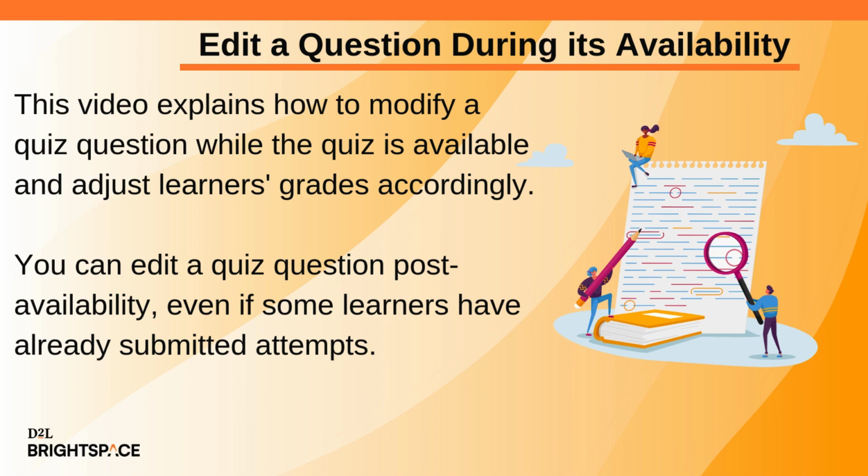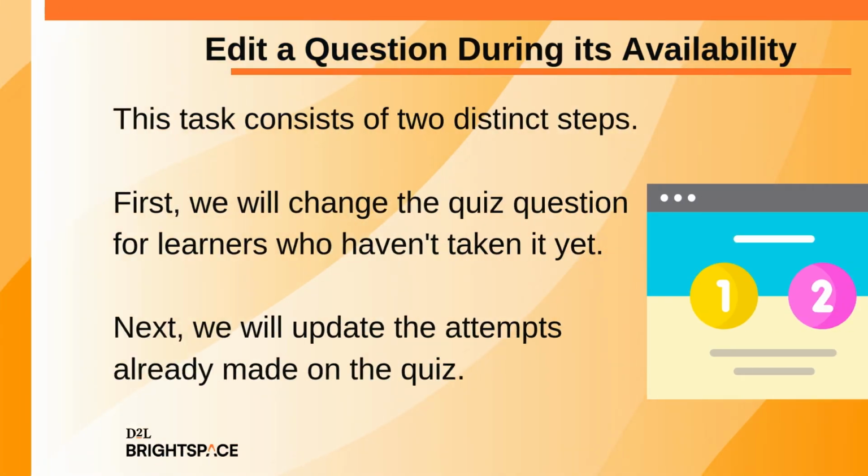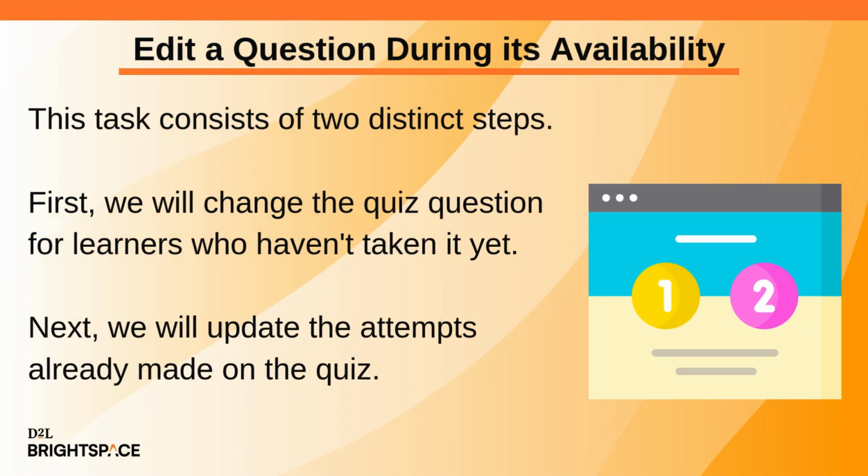This tutorial explains how to modify a quiz question while the quiz is available and adjust learners' grades accordingly. You can edit a quiz question after a quiz is available and even after some learners have submitted quiz attempts. This task consists of two distinct steps. First, we will change the quiz question for learners who haven't taken it yet. Next, we will update the attempts already made on the quiz.